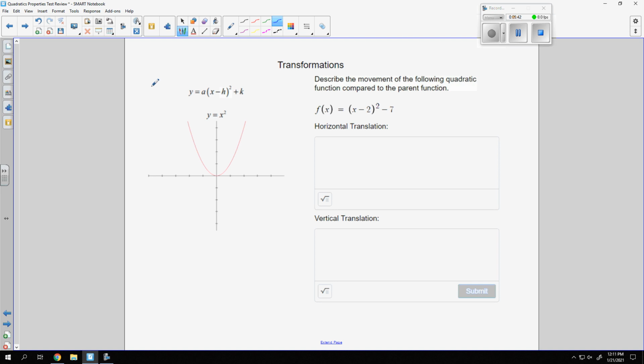So you get another transformation question, right? Inside the parentheses, horizontal translation, that is to the right 2. Outside the parentheses, down 7.